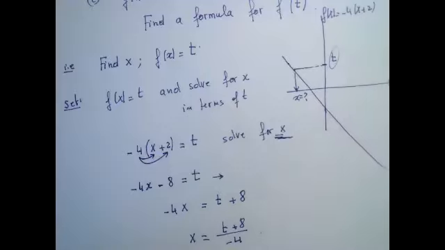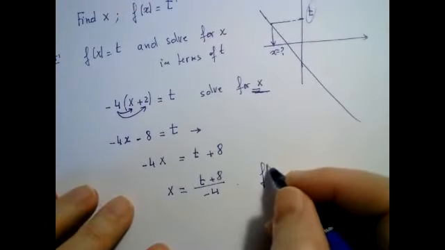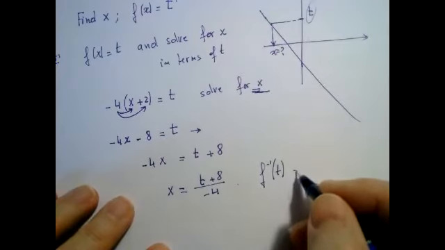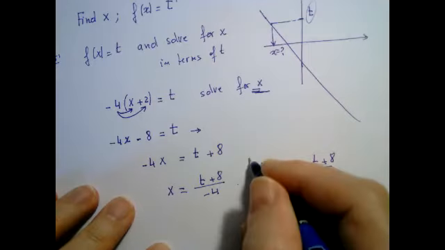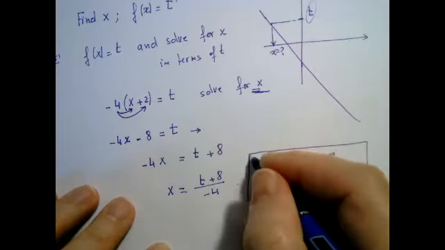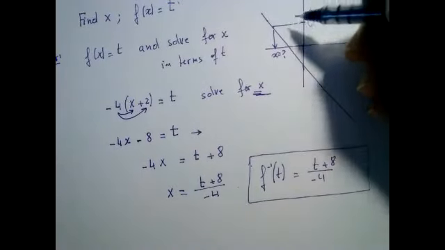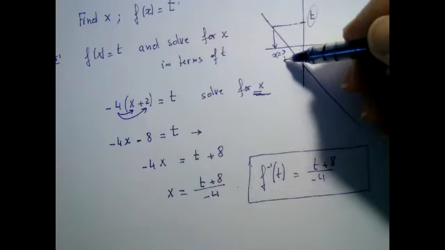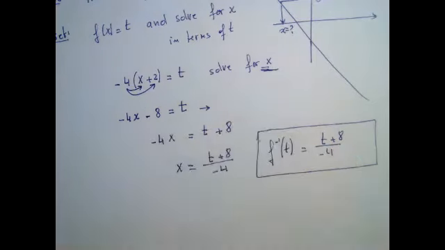By minus 4. So my function now, the rule f inverse of t, the way we're going to write it is t plus 8 divided by negative 4. So now if I give you t, the output, you can immediately give me the input whose output is t. This is the answer to the problem, but let's elaborate a little bit more so you understand what this formula gives us.